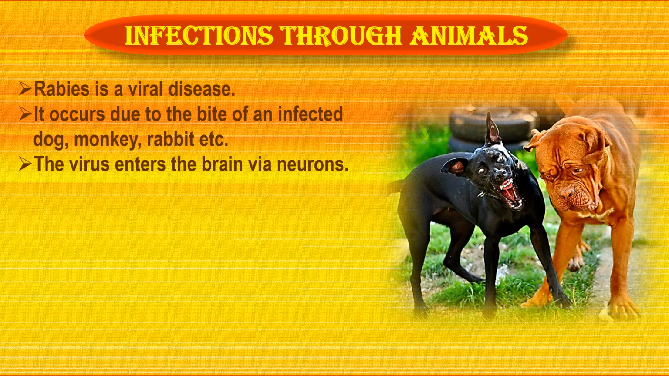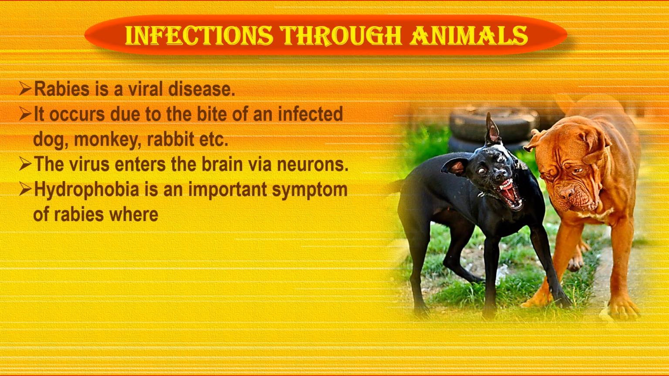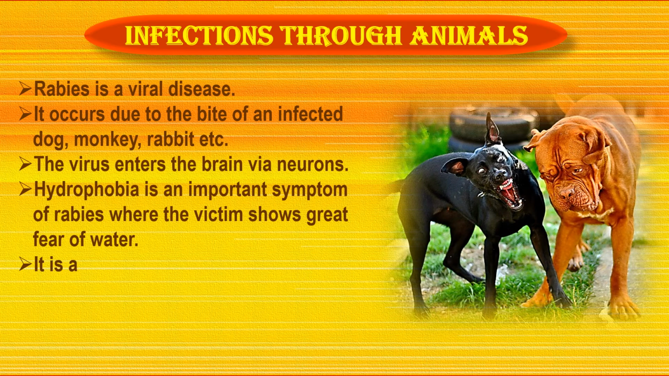Now, the virus enters the brain via neurons. We have some small cells in the body that pass messages to the brain called neurons. And this virus enters straight into the brain. Now, hydrophobia is an important symptom of rabies, where the person who is having rabies will not want to go next to water. That is called hydrophobia.